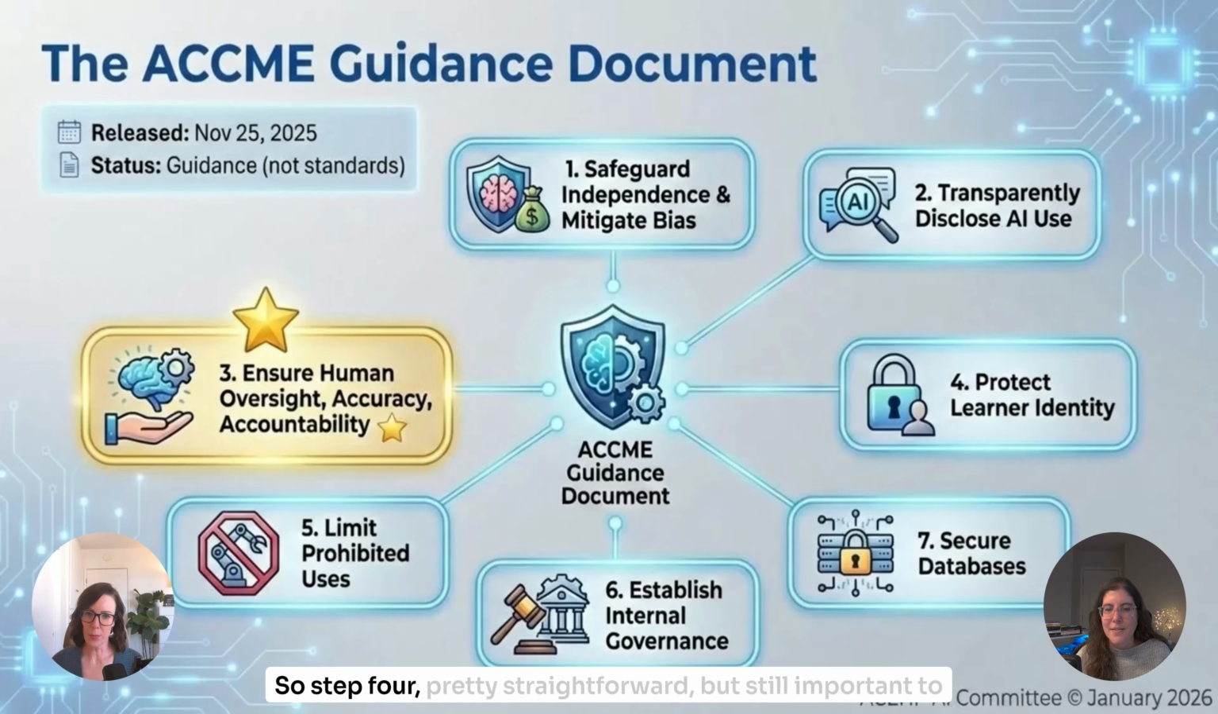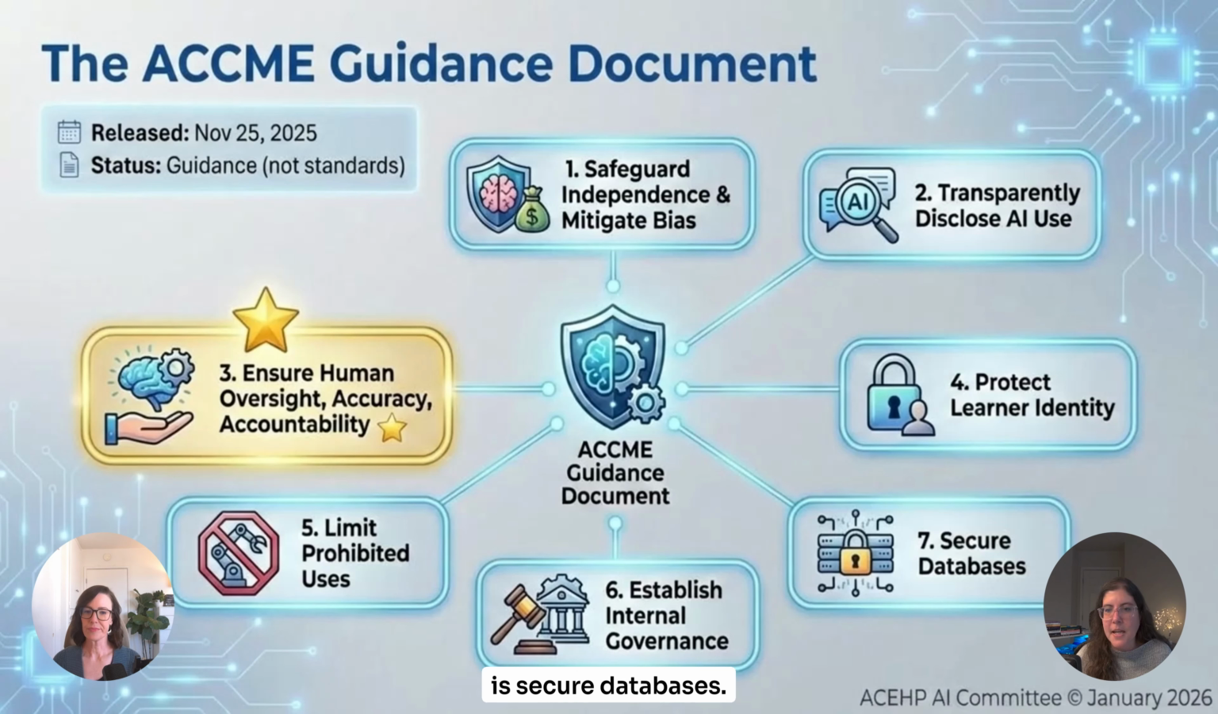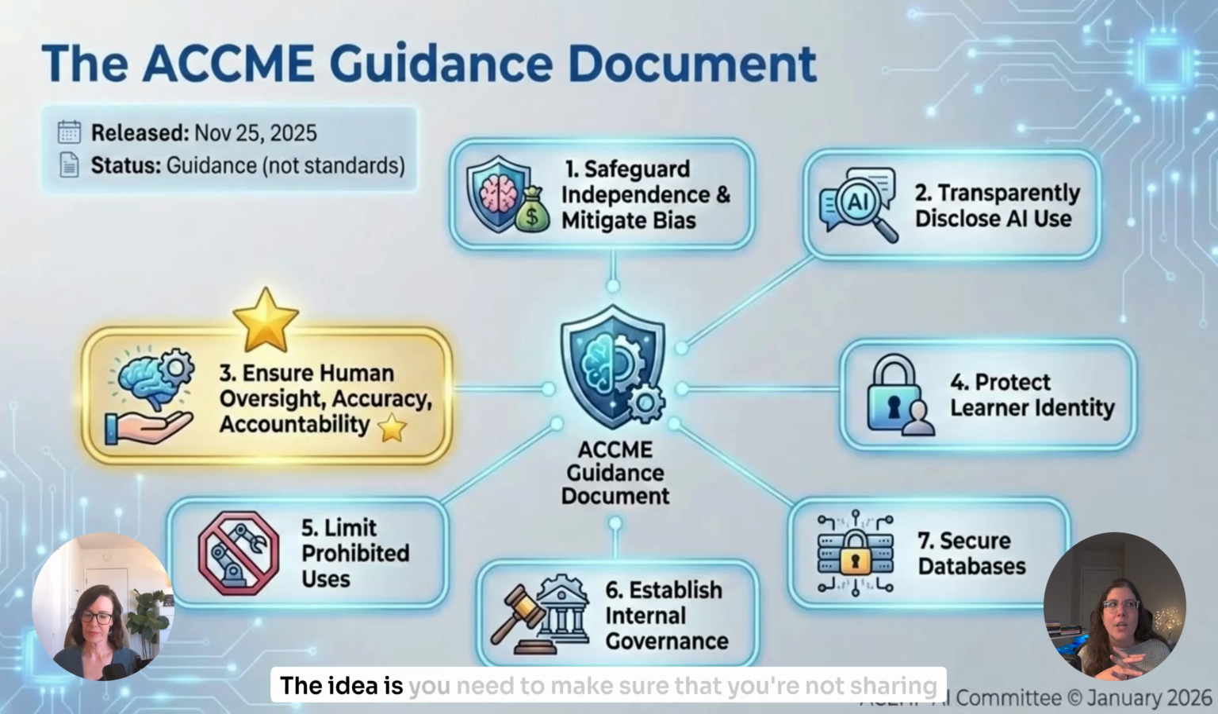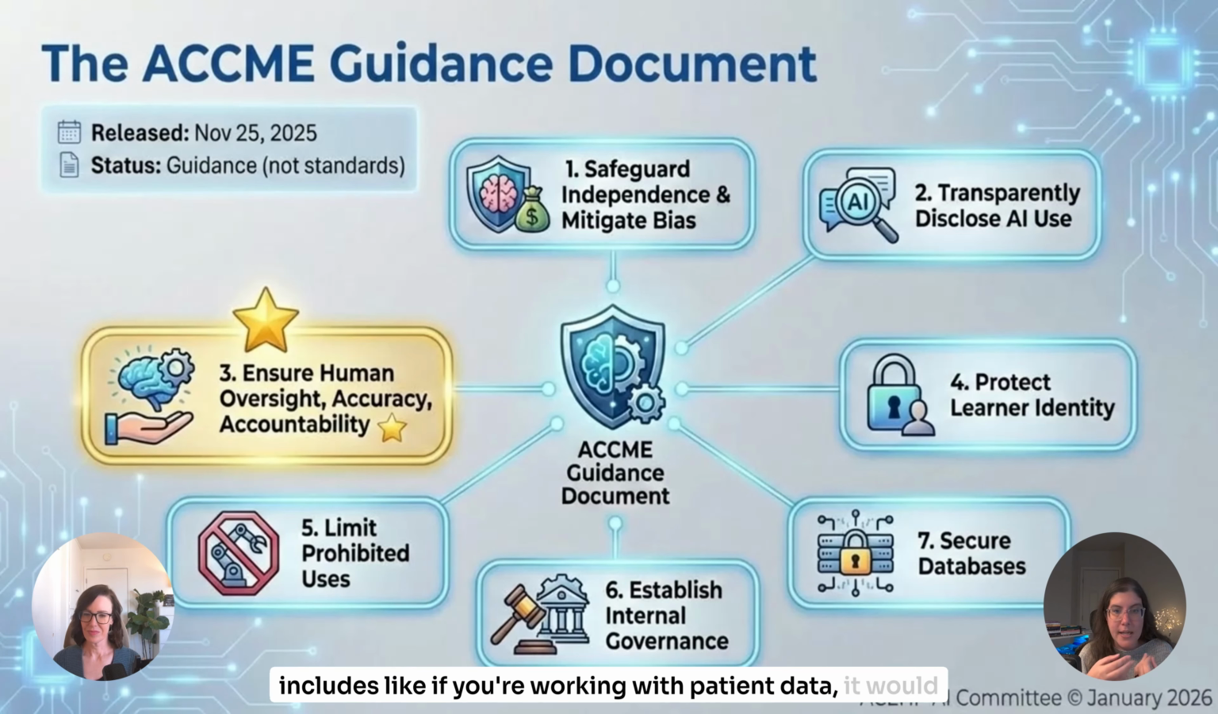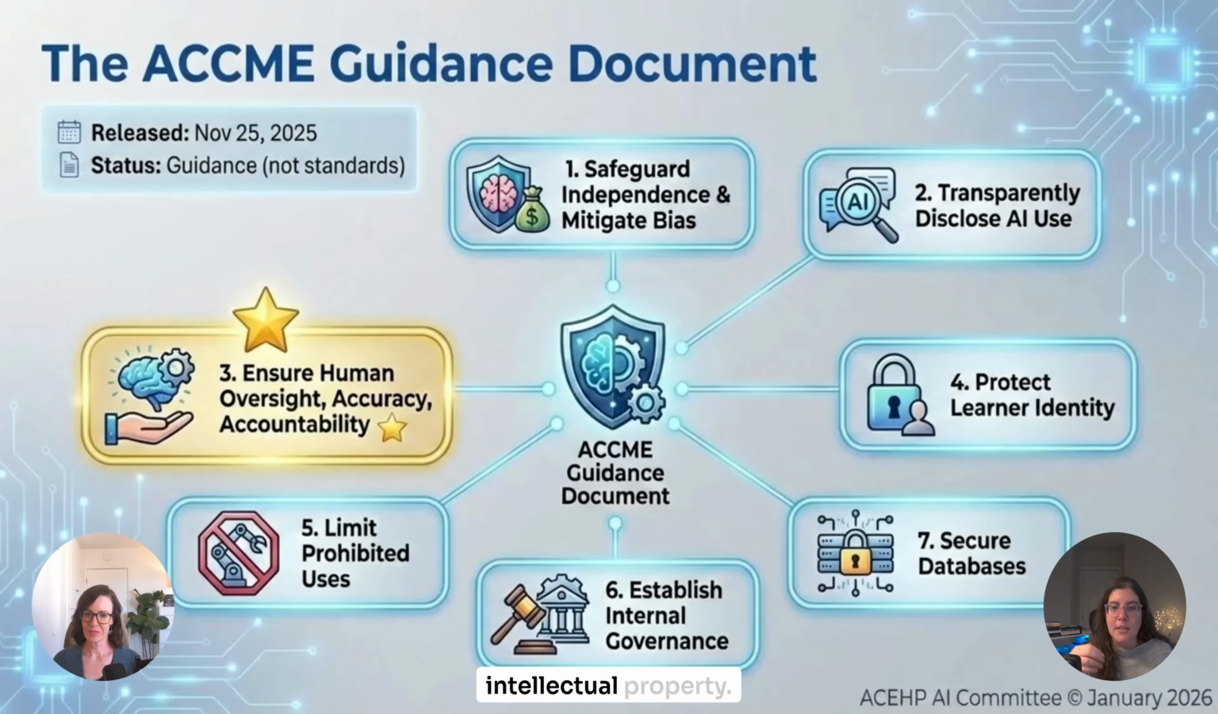So, step four, pretty straightforward, but still important to emphasize: protect learner identity. Yeah, I think four and seven go together. Seven is secure databases. The idea is that you need to make sure that you're not sharing information with the world that you shouldn't be sharing. And that includes concerns with data privacy. So that's learner identity. If you're working with patient data, it would be patient identity. It can also include your own trade secrets, your intellectual property.